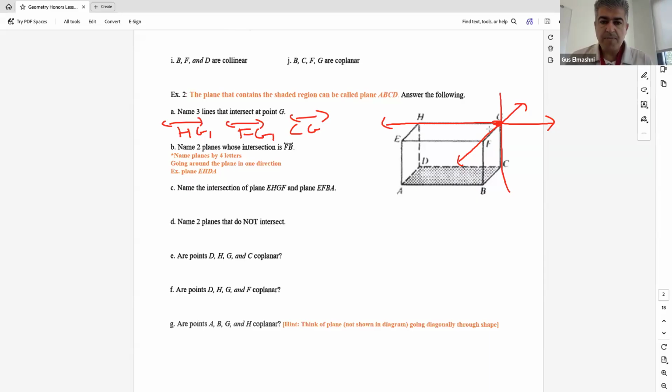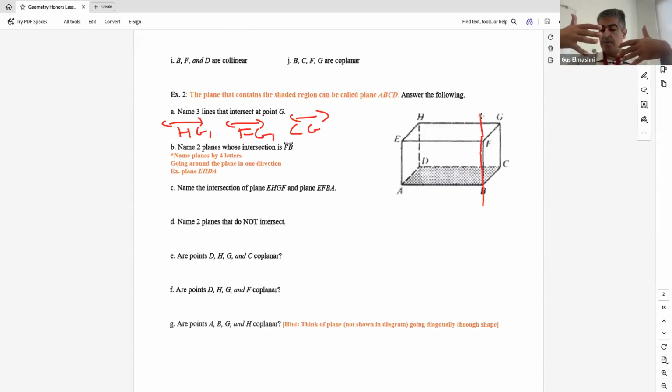Okay, name 2 planes. Let me erase stuff by the diagram. Name 2 planes whose intersection is FB. So FB is kind of like the crease in that box, right? And what 2 faces are part of that crease? James, go ahead. EAFB. The front. And what else? And then the FBC. On the right. Yep. So if I shade, I'm going to call that FGCB. And usually, you realize, there's not a special symbol.